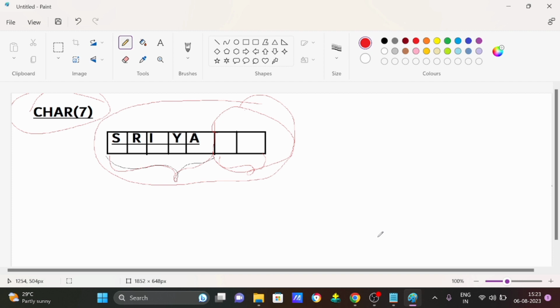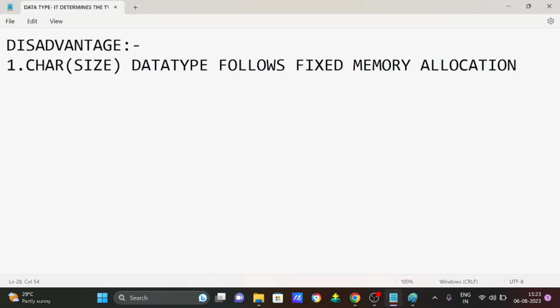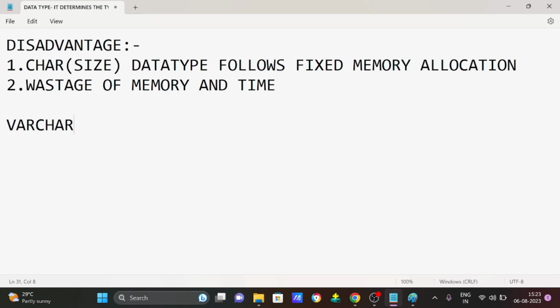So nowadays we are not really using this data type. We are using the varchar of size data type. Now, so the second is wastage of memory and time. Let's now go to varchar of size data type.